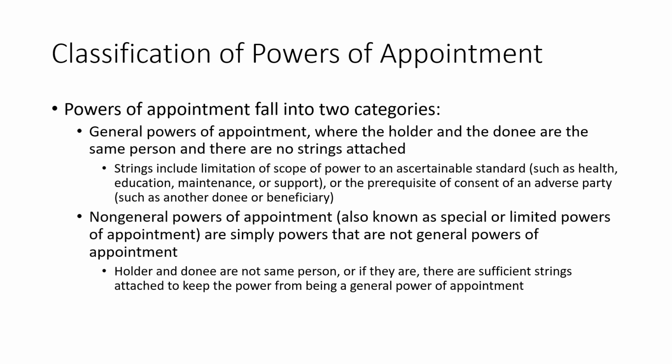So strings that would keep a power from being a general power of appointment, even if the holder and the donee are the same person, would be: one, if the holder is limited to an ascertainable standard.